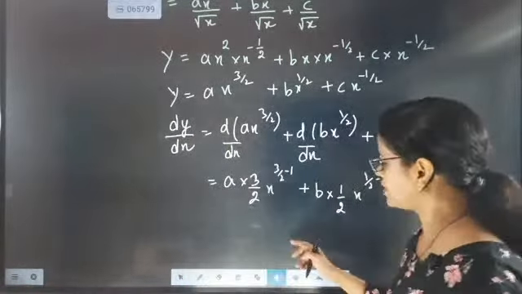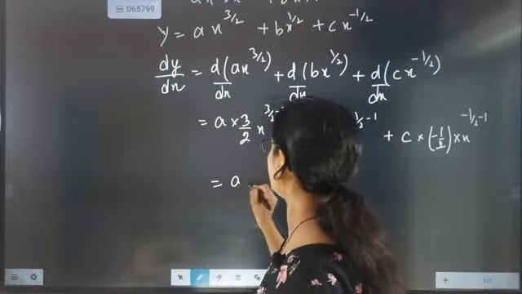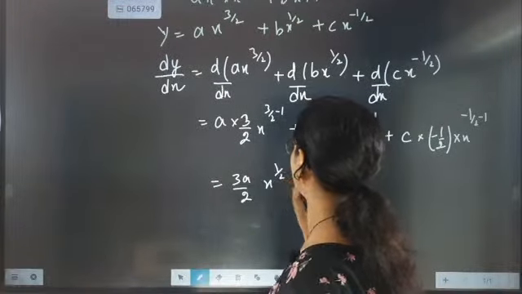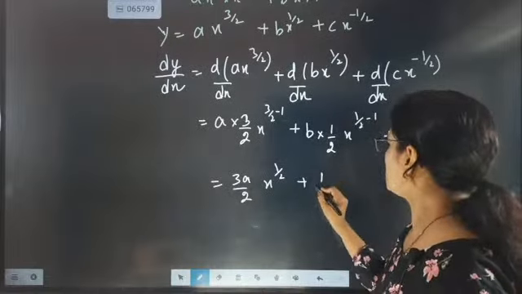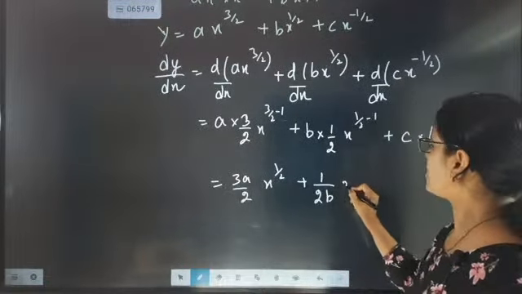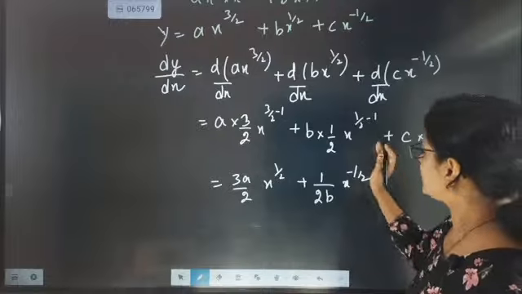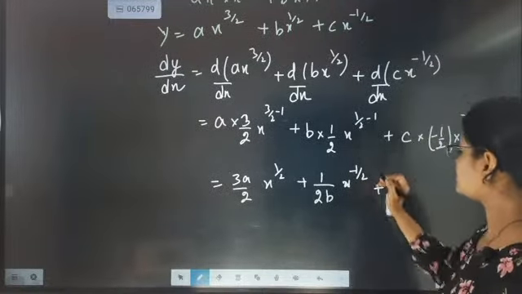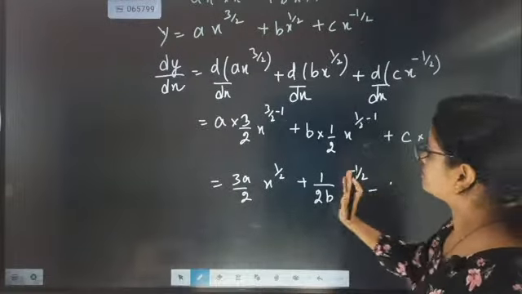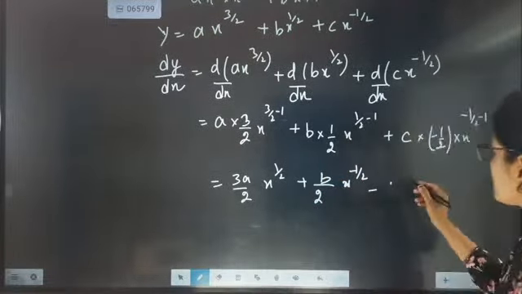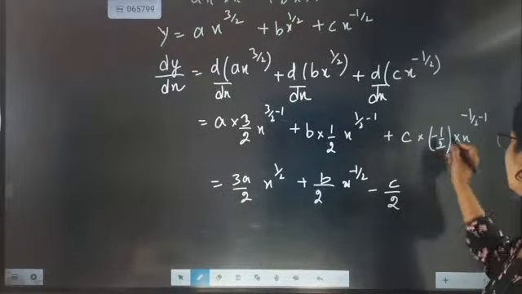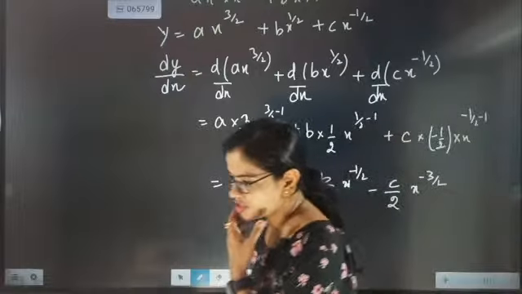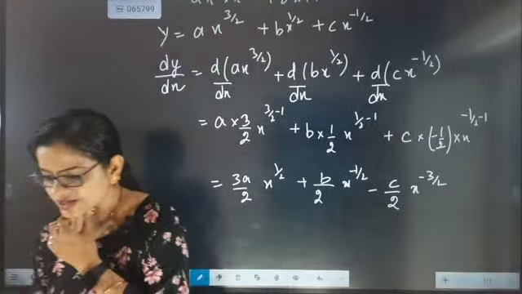Saranya, absolutely super beta. So it is exactly going to come as 3a by 2 x to the power 1 by 2, plus 1 by 2 b x to the power minus 1 by 2, and here minus c by 2 x to the power minus 3 by 2. So like this we can differentiate.